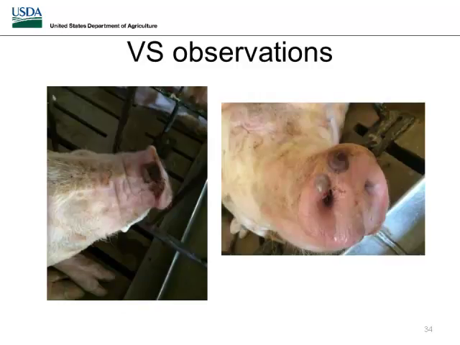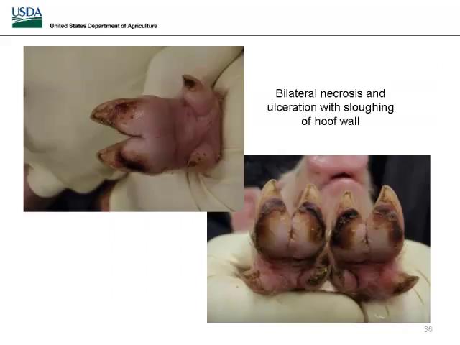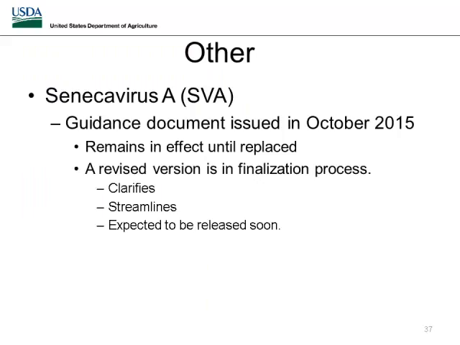This is some of the findings that we've seen when we've done FAD investigations on swine, just to show how similar it can look to FMD. You see blisters on the nose, vesicles. You can see vesicles under feet, bilateral necrosis, a sloughing of hoof walls here. You can see the hoof walls are painful. You can see a lot of lameness in some of these pigs.